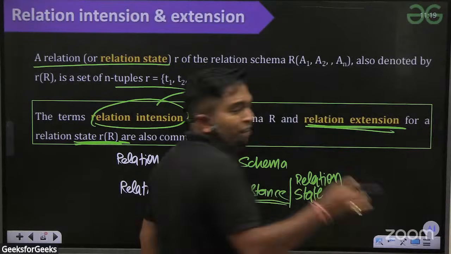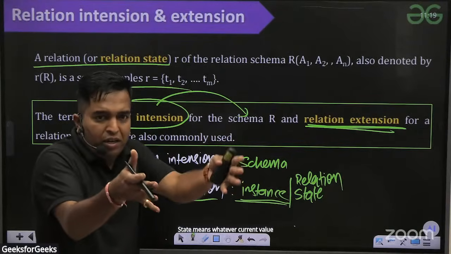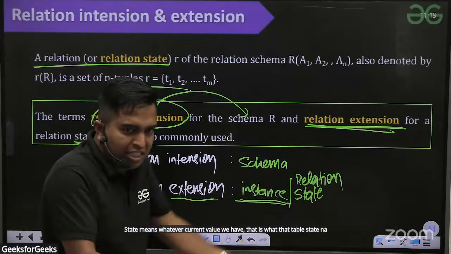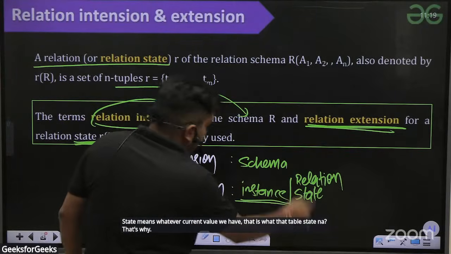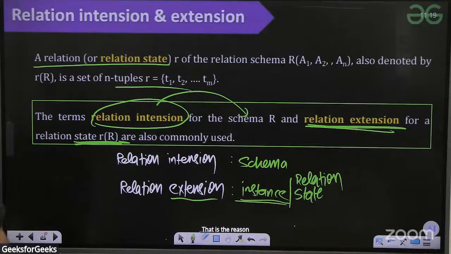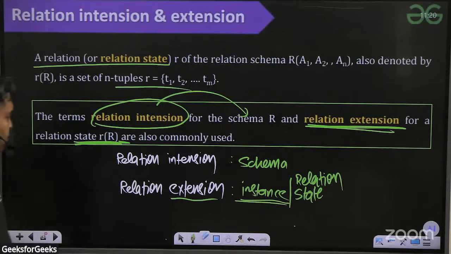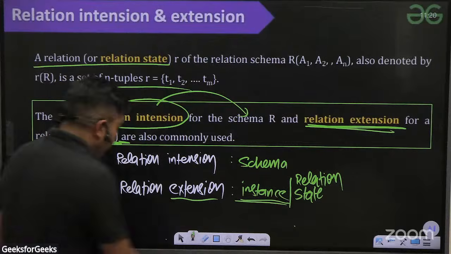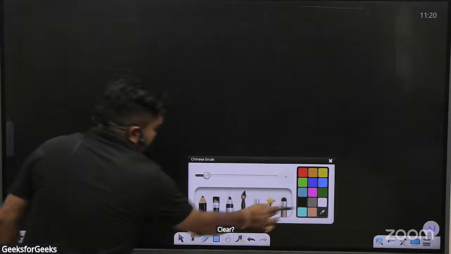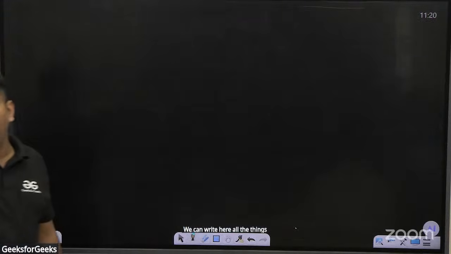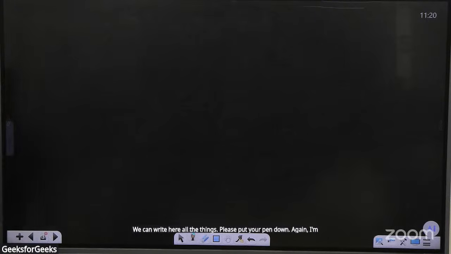State means whatever current value we have, that is what the table state is. That is the reason. Clear? We can write here all the things. Please put your pen down. Again, I am revising, then moving.